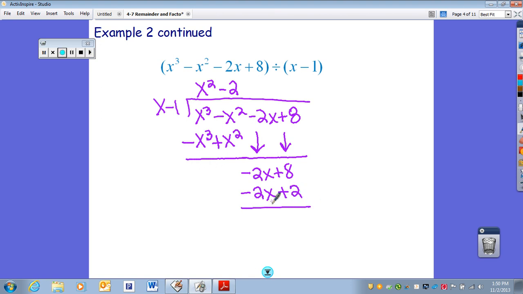Now I need to subtract. So when I subtract, I'm going to change the signs. This one becomes positive, and this one becomes negative. That gives me a remainder of positive 6. So to write my remainder, I write positive 6 divided by x minus 1 for long division.